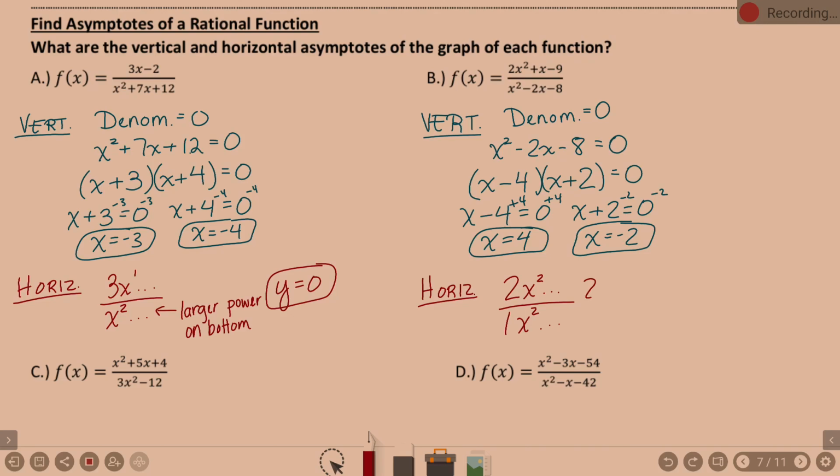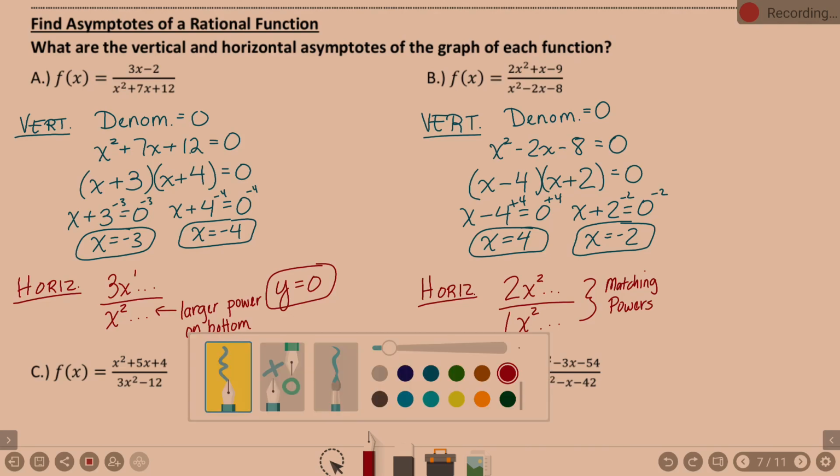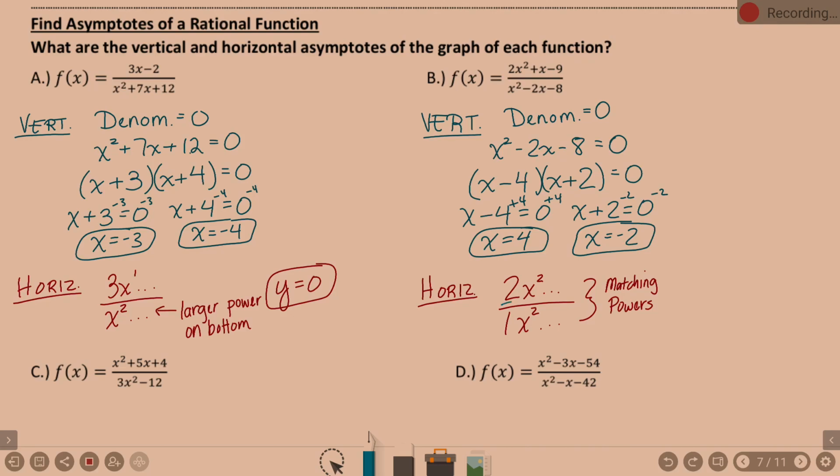So let me write out here before I go. We had what I'm going to call matching powers. Okay. My matching powers then, we're looking at the 2 and the 1 out front. Okay. So yeah, you think about 2 over 1, but what do you know about 2 over 1? It's just 2. So my horizontal asymptote is y equals 2.